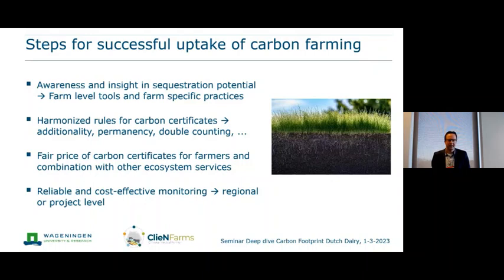So my final slide, how to make this happen. Well, first of all, we need to create awareness and insight. And I think that step we can now take with tools being there to calculate it, with the Anka tool having soil carbon in there. We have to have harmonized rules for carbon certificates. Well, that's where work is going on now. Farmers should receive a fair price if they start these practices and probably combine it with other ecosystem services. And an important thing is how to monitor it in a cost-effective way. And I think this is still a part to be developed further.